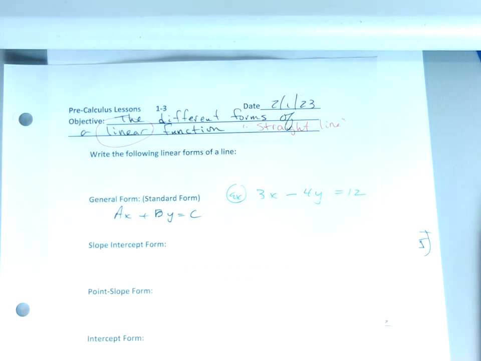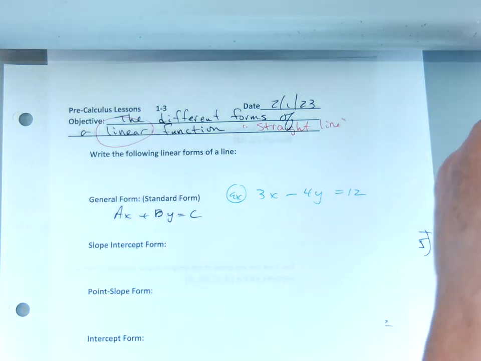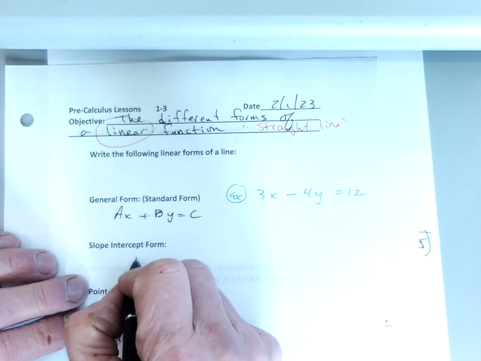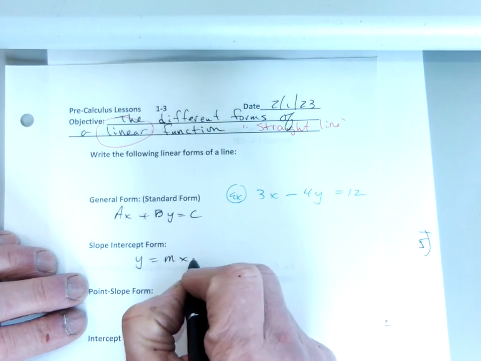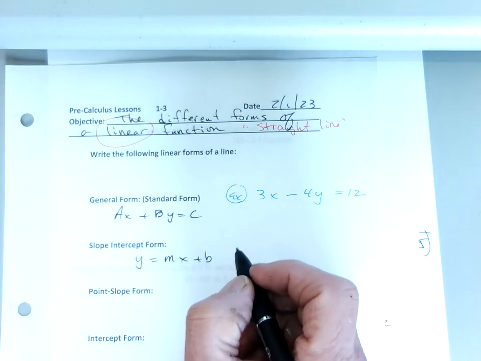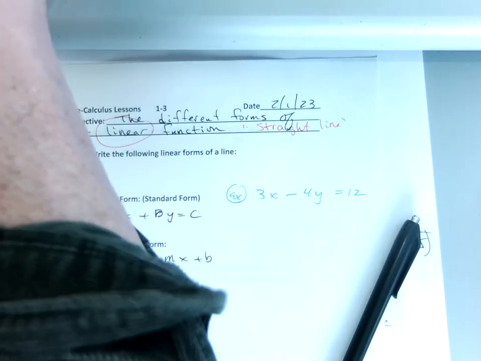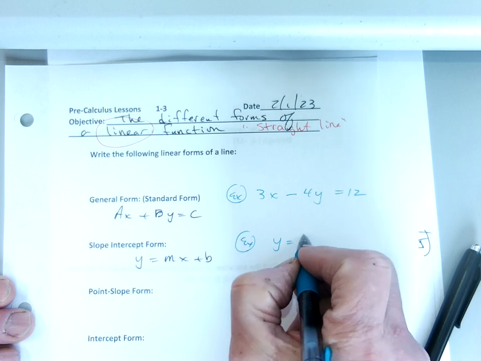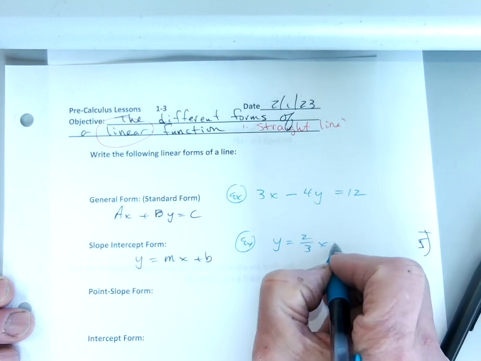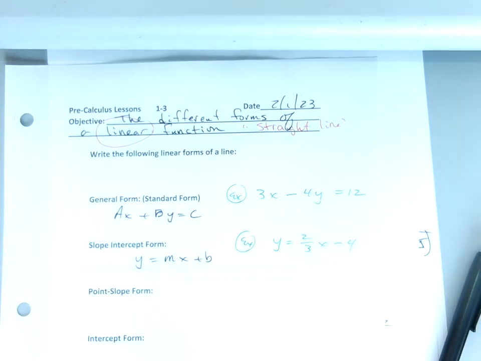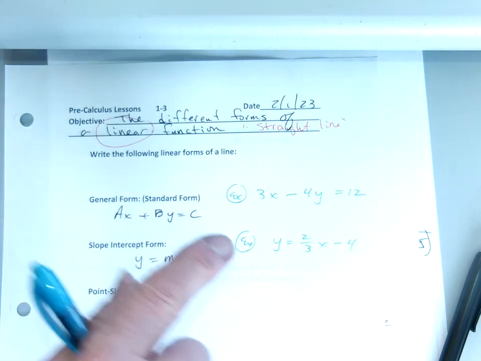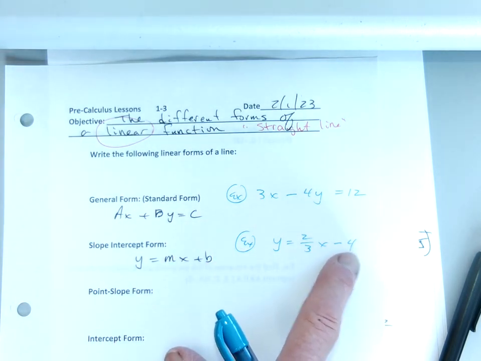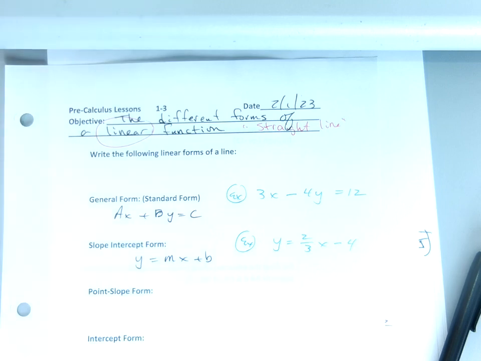Or standard form. Slope-intercept form, you guys know this one. This is our favorite: y equals mx plus b. And that's the easiest for graphing. An example would be y equals 2/3 x minus 4. That's slope-intercept form. So we'd start at -4, put a dot and we'd go up 2/3, up 2/3.